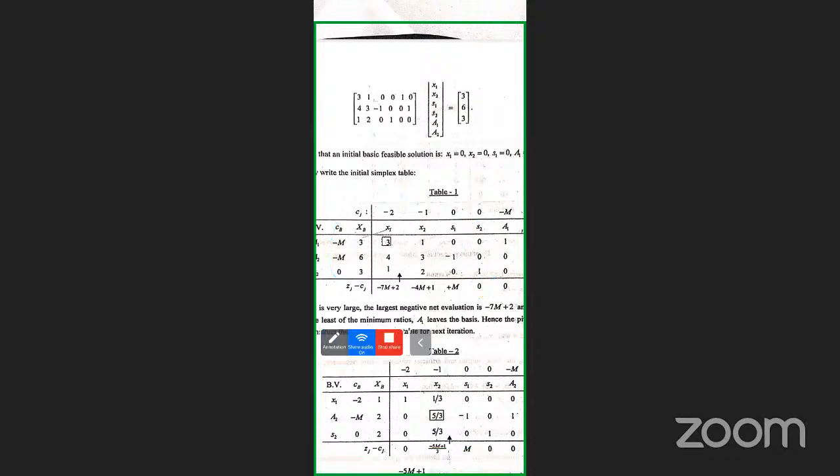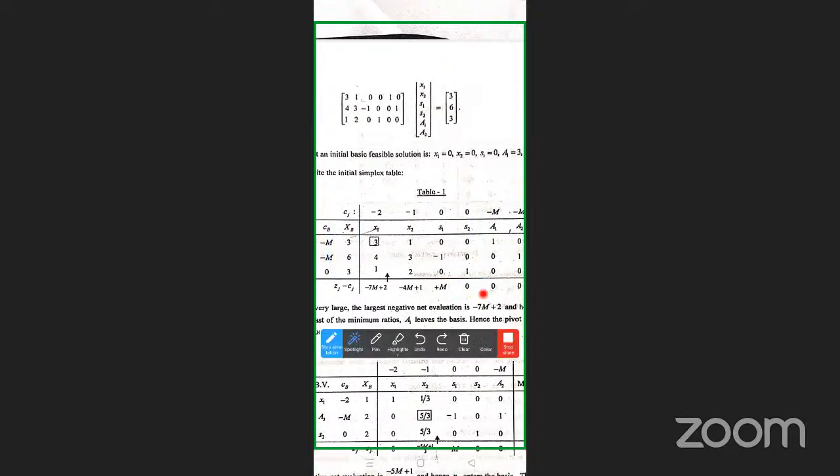Next, artificial variables. A1, same. Minus M plus 0 plus 0. So total minus M. So this is minus of minus M plus M. So plus M minus M, total 0. So next, A2. Here also 0, minus M, 0, and minus of minus M plus M, 0.